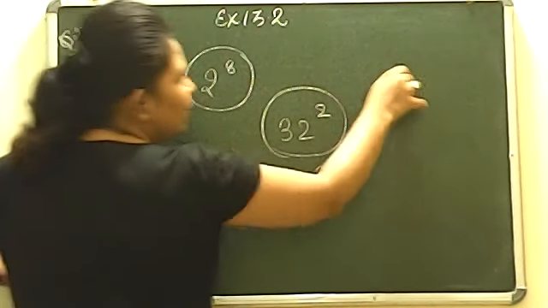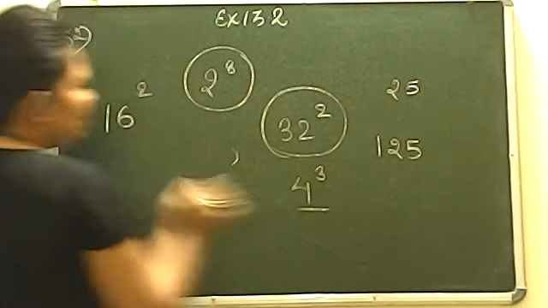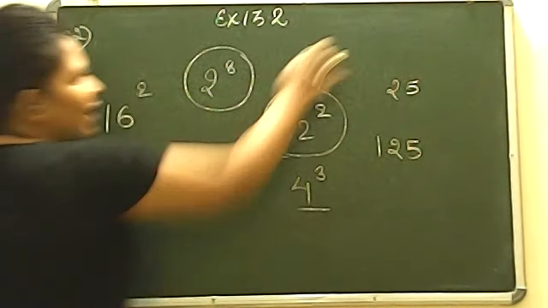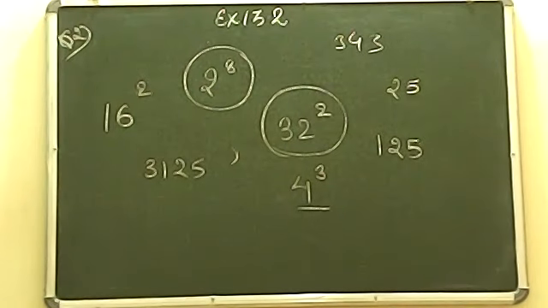Same thing if I write 25, not a simple form. If I write 125, not a simple form. If I write 3125, not a simple form. If I write 343, not a simple form. So इनके लिए हम क्या करेंगे?